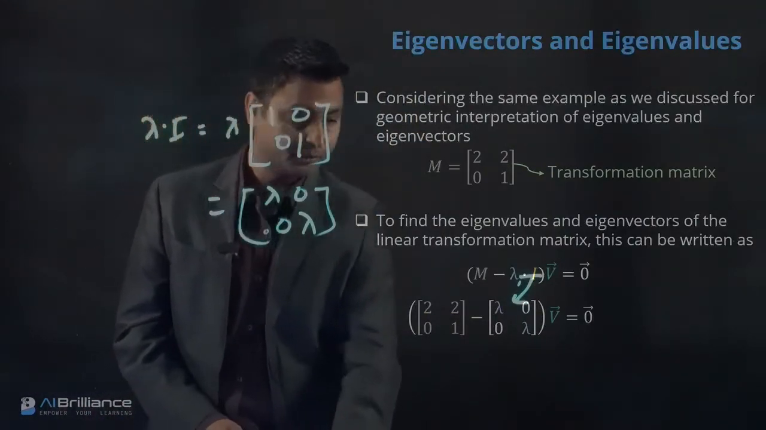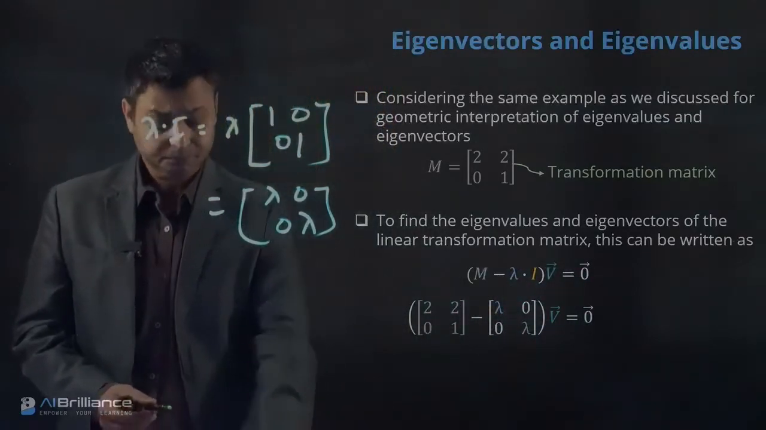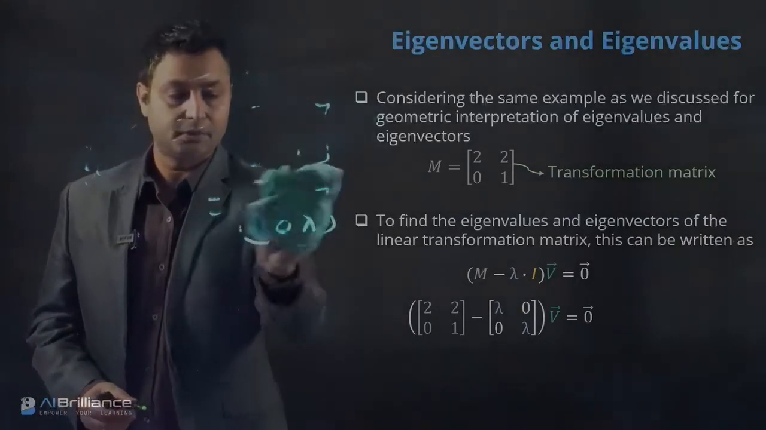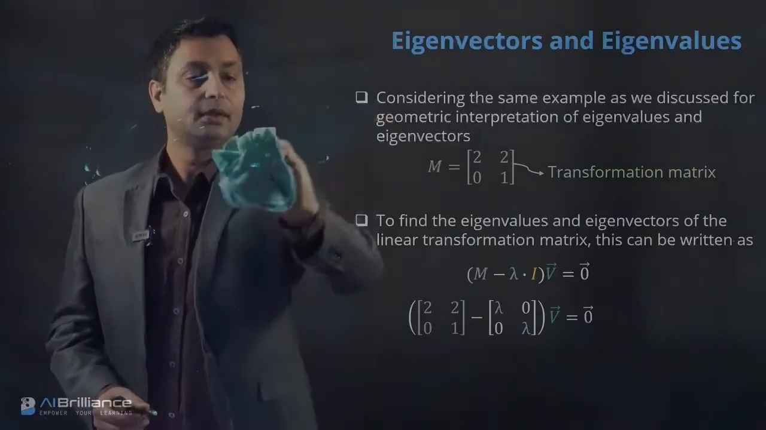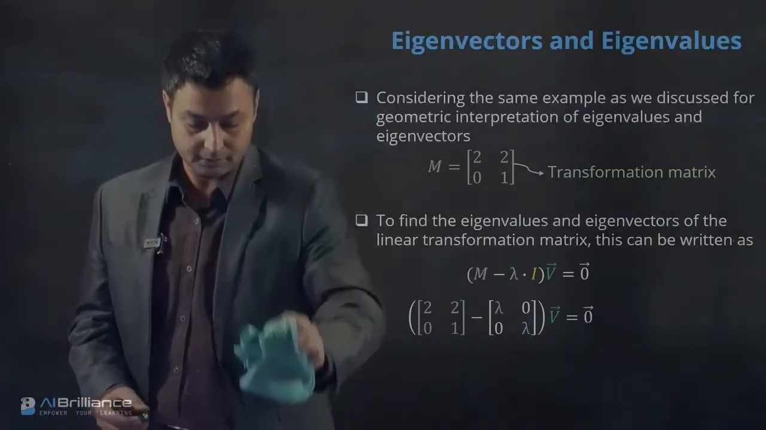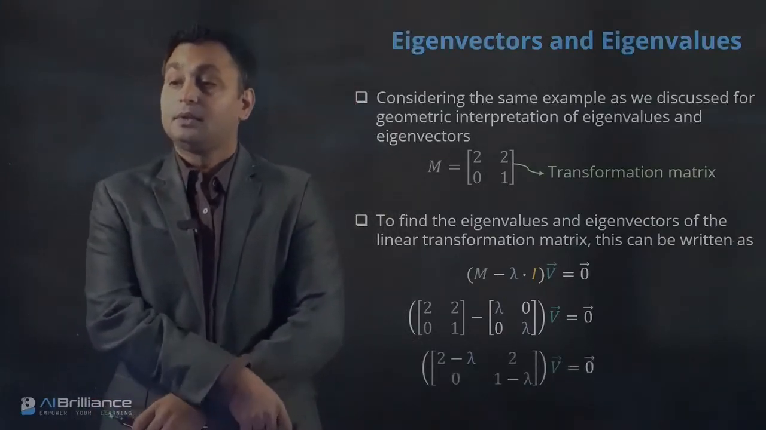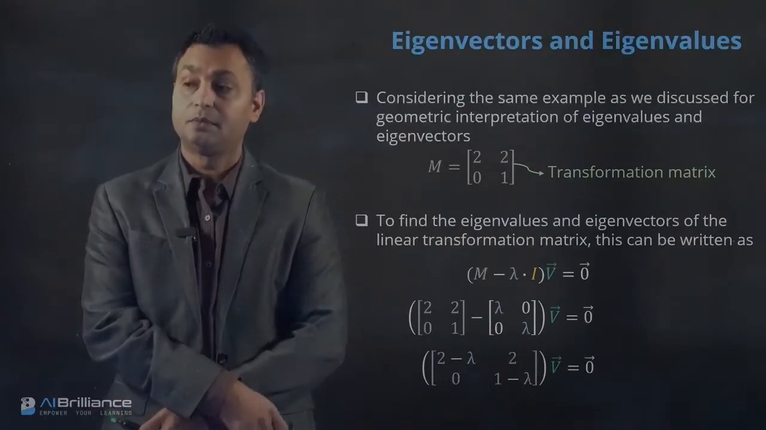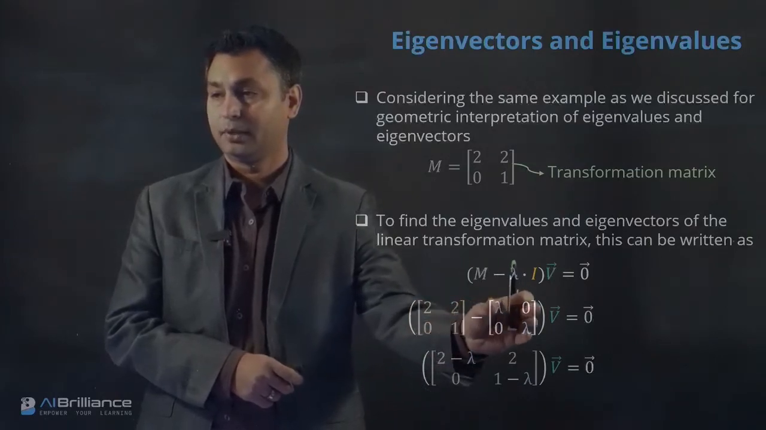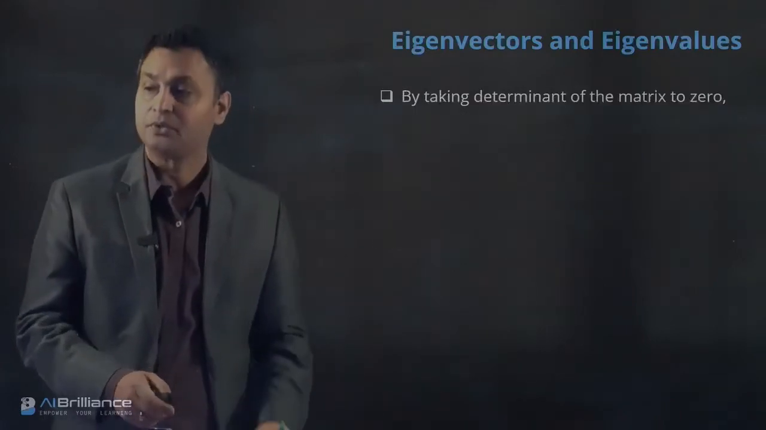So that's the simple substitution that we are going to do, and we will arrive at the equation on the bottom right-hand side of your screen. We will come back to that equation and then proceed with the next set of equations, which will use this equation to solve for the eigenvalues. Okay, so this will be the equation that will be simplified. I can subtract individual elements: 2 minus lambda, 2 minus 0, 0 minus 0, and 1 minus lambda, and that gives me this resultant matrix which I can use.